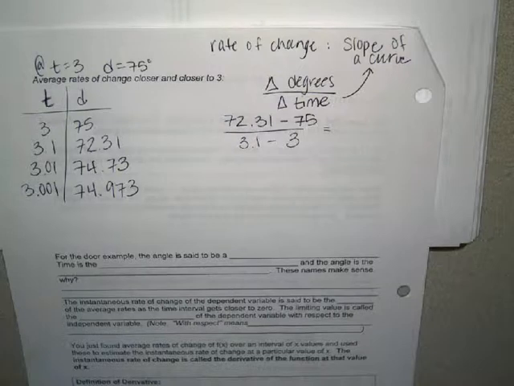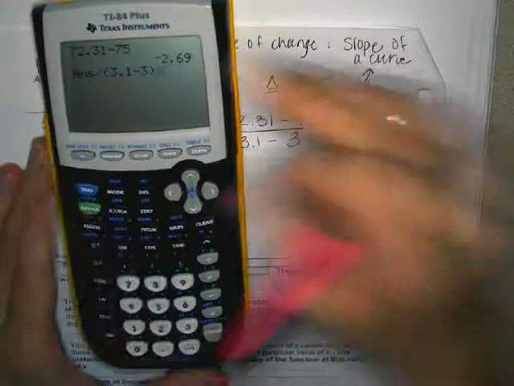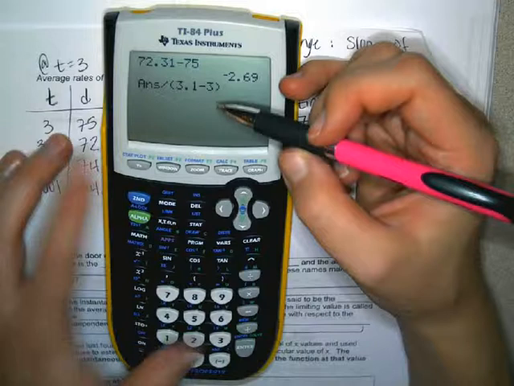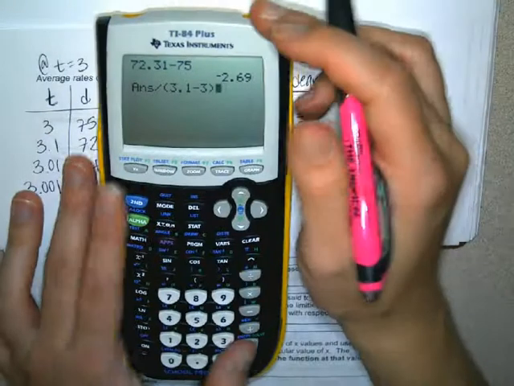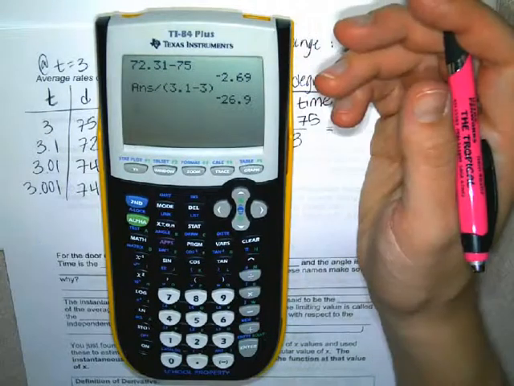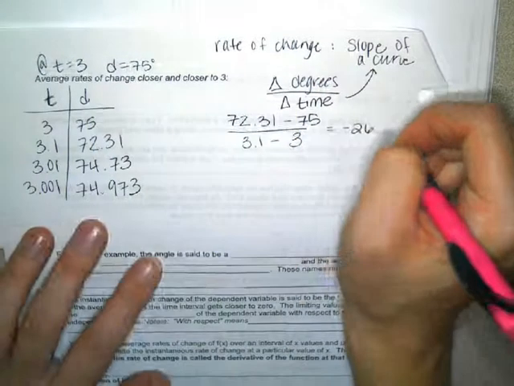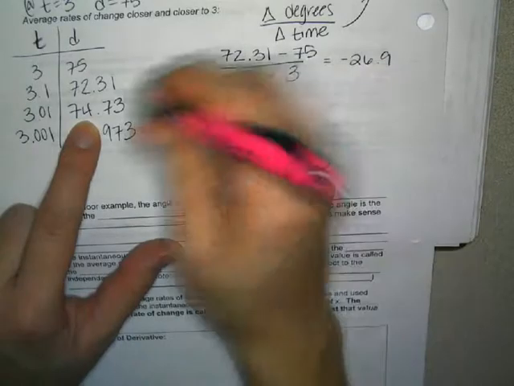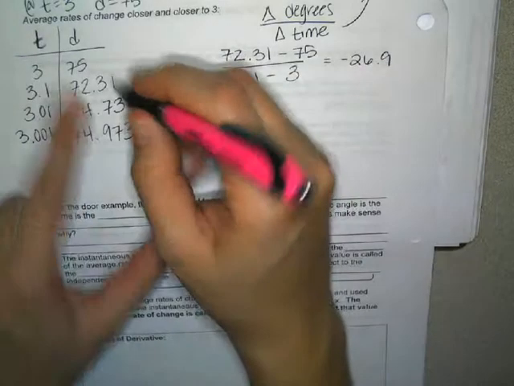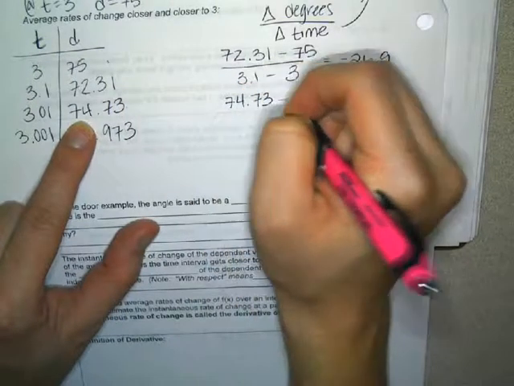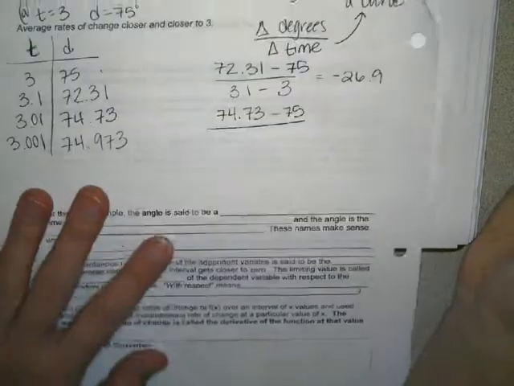Now, if you're putting it all in your calculator, just make sure that when you divide, make sure to include that all in parentheses, otherwise your answer is going to be off. Did you get negative 26.9? That's what you should get. Okay, and then we're going to go one step closer, so I'm going to go with 3.01 and 3. Now, why do you always have to use the 3? Like, why can't I set 3.01 and 3.1?